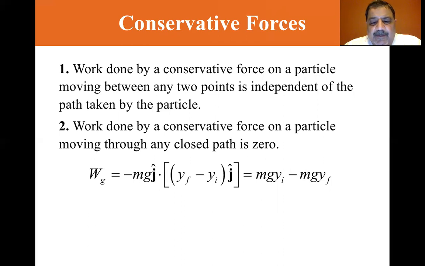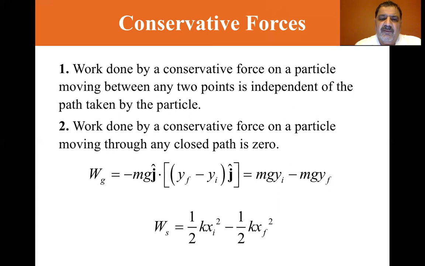For the object-spring system, the work is done by a spring force given by this. The work is equal to 1/2 k x initial squared minus 1/2 k x final squared. So the spring force is conservative. The work of the spring depends only on the initial and final x coordinates of the object and equals 0 for any closed path.